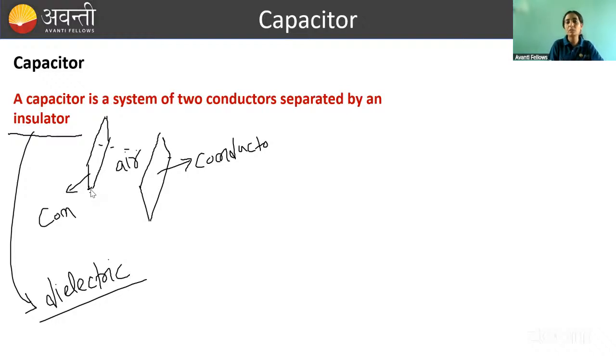Now, what is the function of this capacitor? Why in the first place are we keeping two conductors separated by an insulator? So the simple target is that we want to store electrostatic energy. We want to store charges. Okay? So here in the system, we will give one plate positive charge. And this is a conductor, and the one in front is also a conductor.